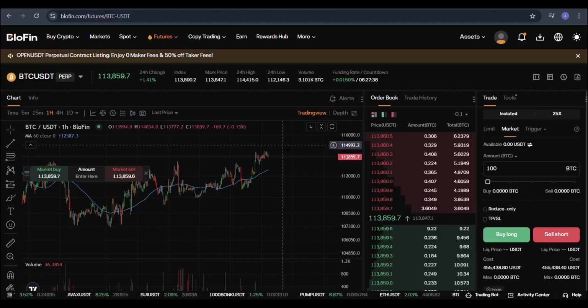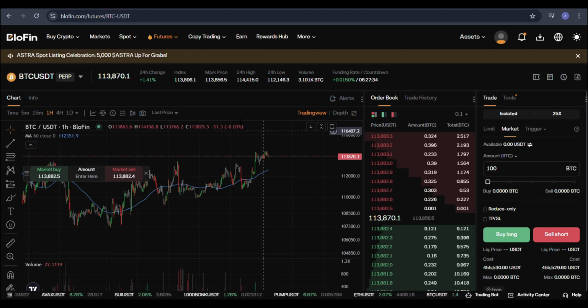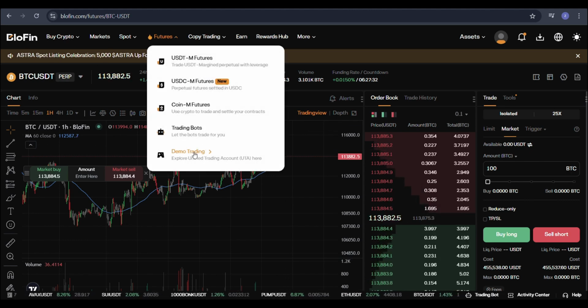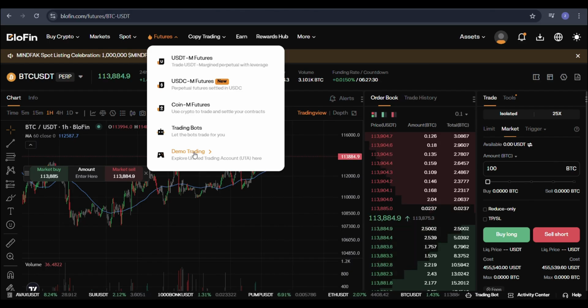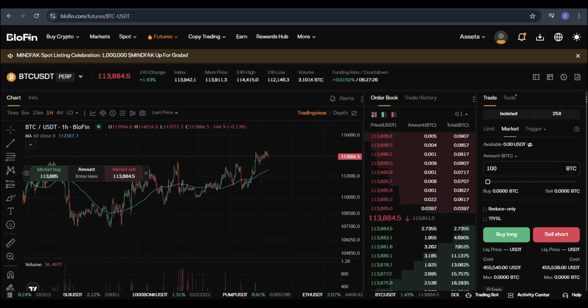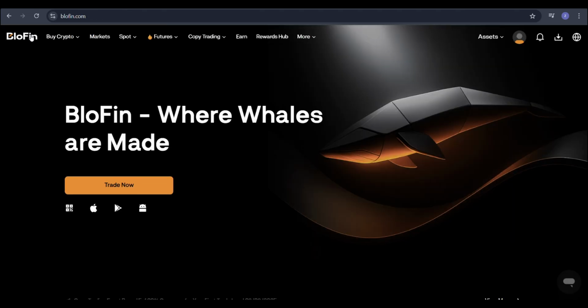What I like most about Blofin is the low fees. It's the easy to use trading interface with TradingView charts, and there's a demo trading mode where you can get up to 50,000 in test funds to practice without risking any real money. Overall, Blofin is super beginner friendly, offers solid futures tools, and doesn't require strict KYC for crypto deposits.